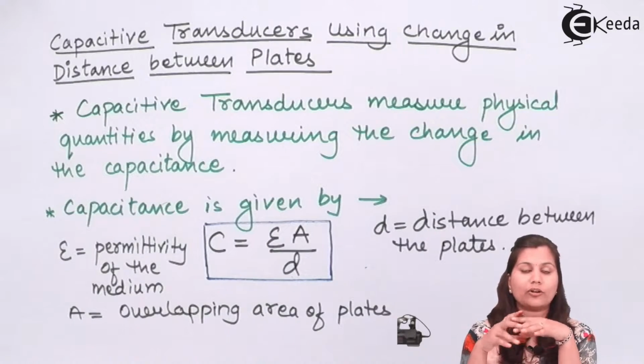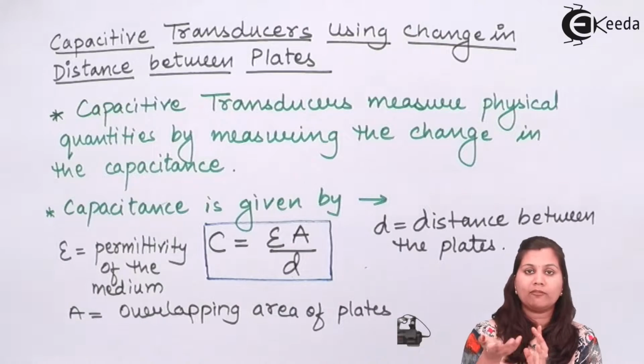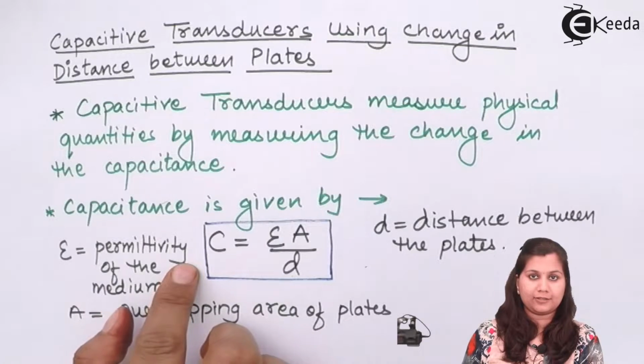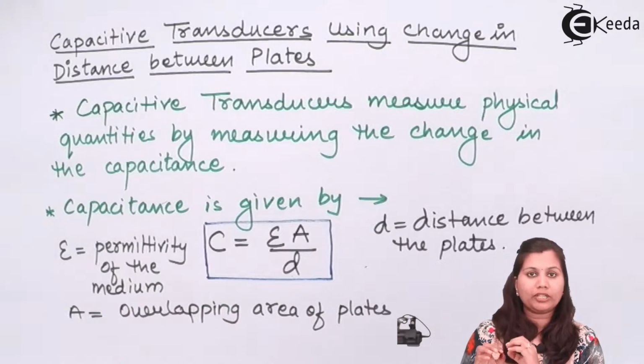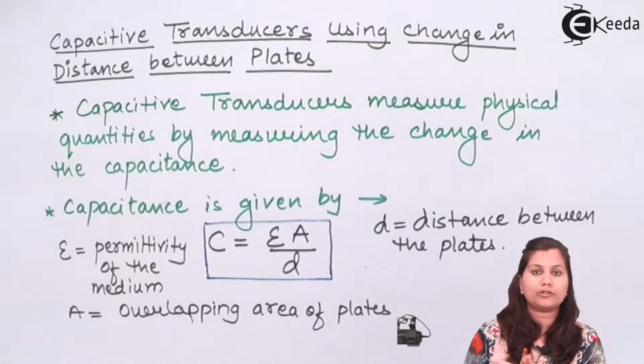The dielectric constant, or we can say the dielectric medium, is the medium between the two plates of the capacitor. So if we change the dielectric medium, we change the permittivity of the medium, and hence the capacitance is changed. So if any of these three changes are made, then the capacitance will change.